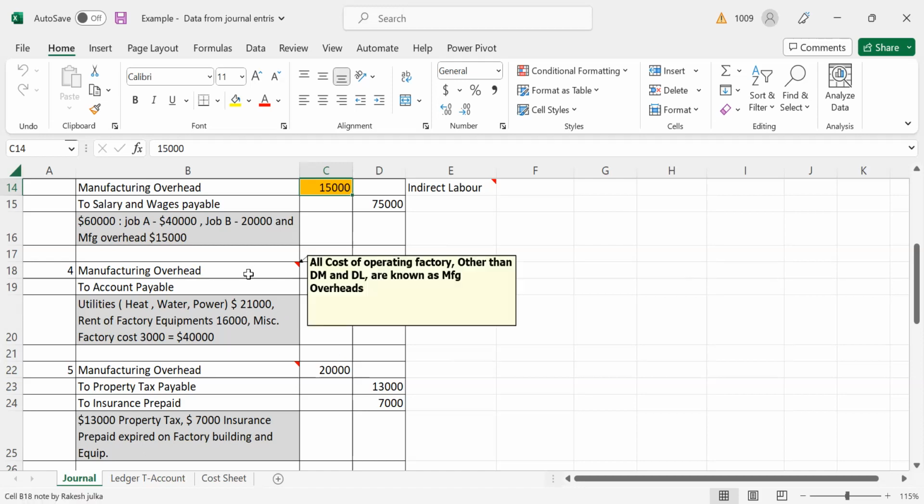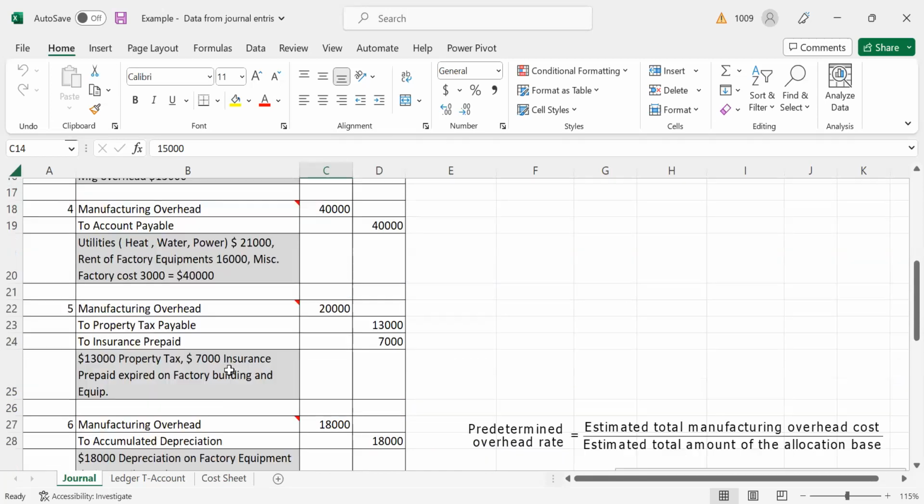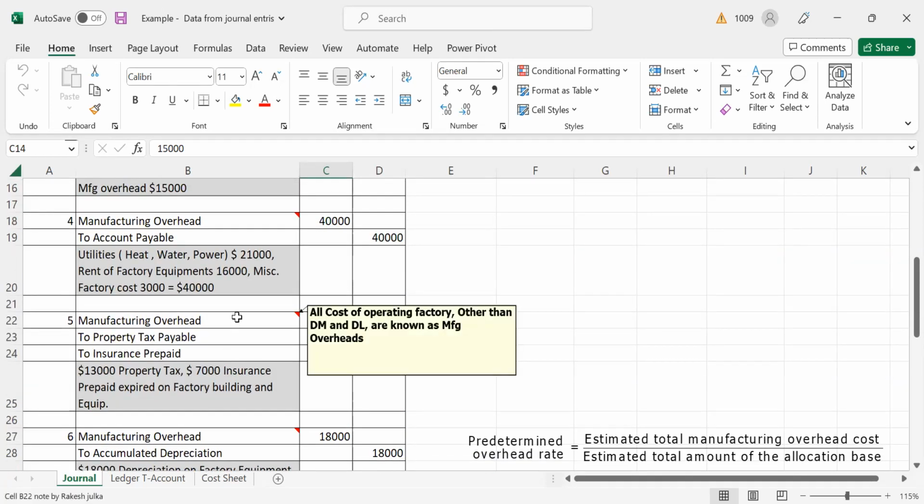So those expenditures that we cannot calculate, and those are not associated with the direct material and direct labor, are non-traceable. Next is the manufacturing overhead. All costs of operating the factory other than direct material and direct labor are known as manufacturing overhead.